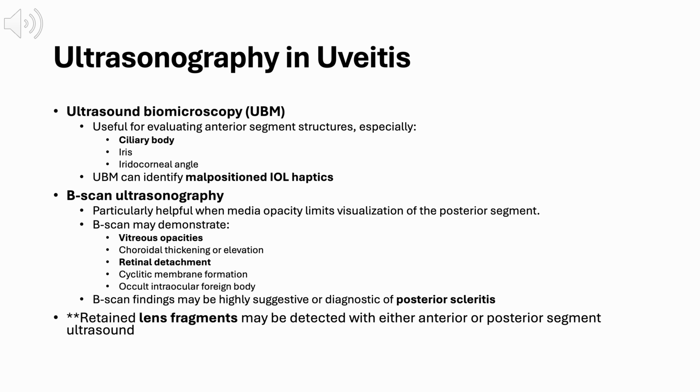B-scan ultrasonography images the posterior segment and is particularly valuable when media opacity, a dense cataract or vitreous haze, blocks your view. B-scan can demonstrate vitreous opacities, choroidal thickening or elevation, retinal detachment, cyclitic membranes, and occult intraocular foreign bodies, and its findings can be highly suggestive or even diagnostic of posterior scleritis. And note, retained lens fragments can be picked up with either anterior or posterior segment ultrasound. When you can't see in, ultrasound lets you look anyway.